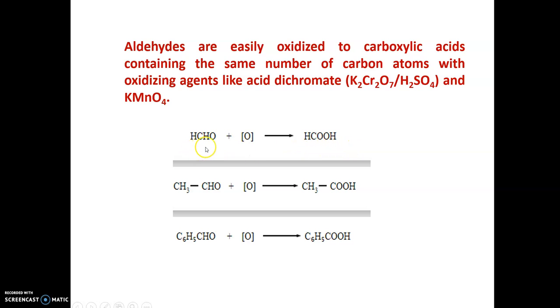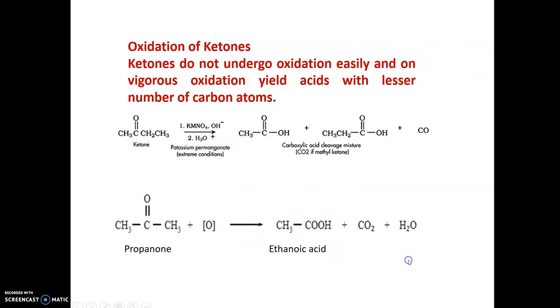When formaldehyde undergoes oxidation, I get the corresponding formic acid. The same is also true with acetaldehyde. Upon oxidation, I get a carboxylic acid having the same number of carbon atoms. Acetaldehyde had two carbon atoms, and the corresponding acid also has the same number of carbon atoms, which has to be remembered in the oxidation of aldehydes. Another example is benzaldehyde. Upon oxidation, I get benzoic acid.